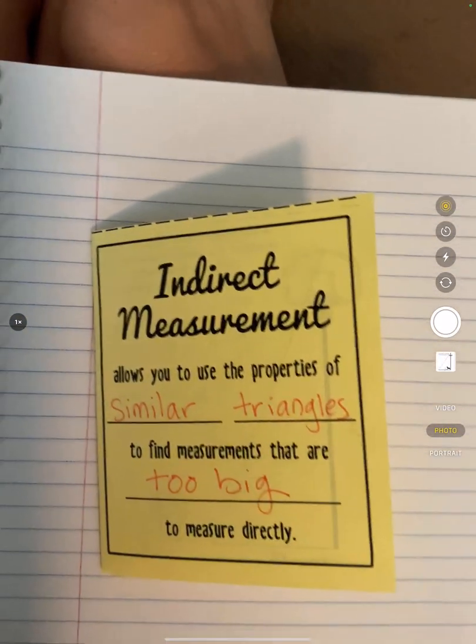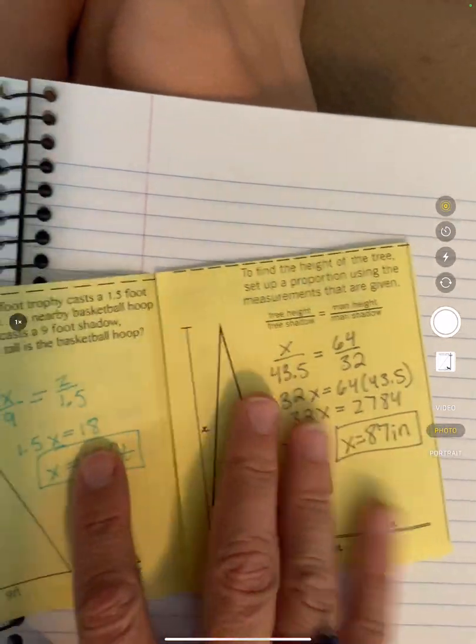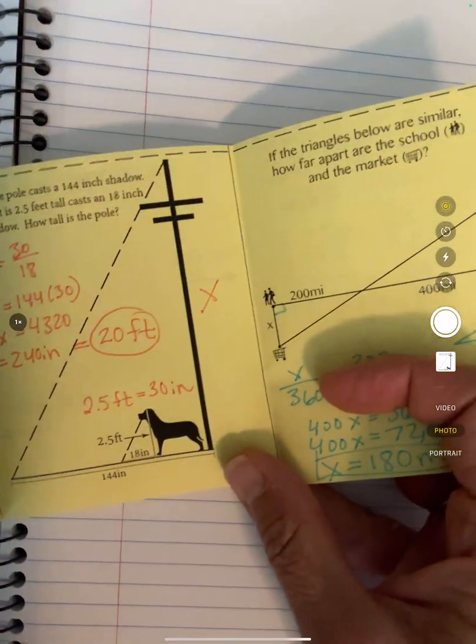Today we're going to learn about indirect measurement. Our foldable looks like this and just folds up into a cute little booklet.